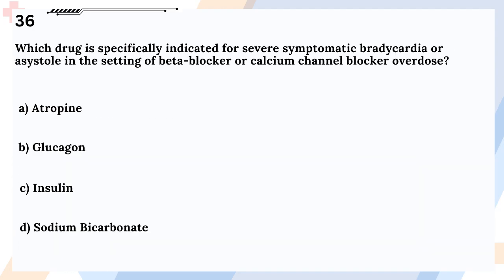Question 36. Which drug is specifically indicated for severe symptomatic bradycardia or asystole in the setting of beta blocker or calcium channel blocker overdose? A. Atropine. B. Glucagon. C. Insulin. D. Sodium bicarbonate.